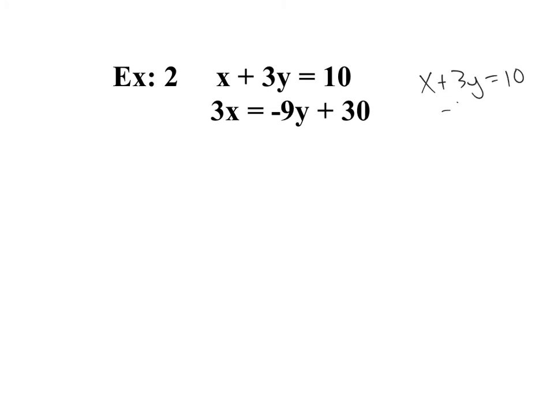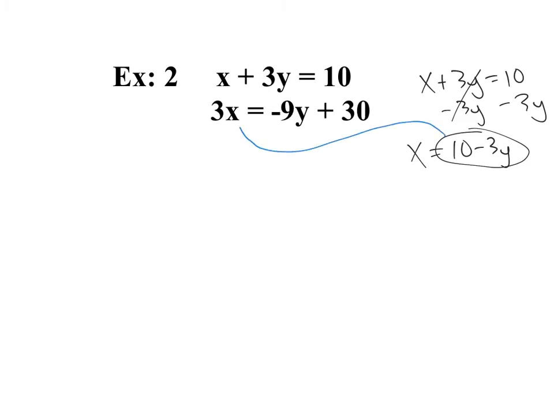So to get x by itself, we're just going to subtract the 3y from both sides. It's going to cancel out, leaving me with x is equal to 10 minus 3y. And now that we have x by itself, we've completed the first step. We're going to take this expression that x is equal to and substitute it in for x in the opposite equation. So that equation then becomes 3 parentheses, and here we're going to put in the 10 minus 3y in place of x, equals negative 9y plus 30.